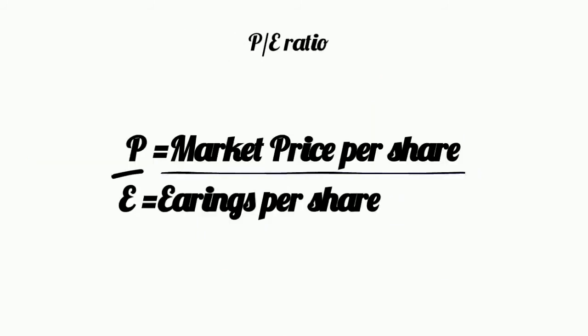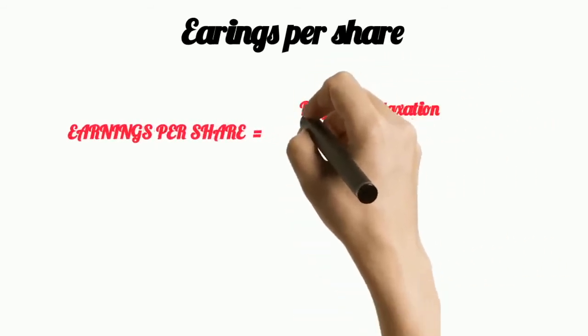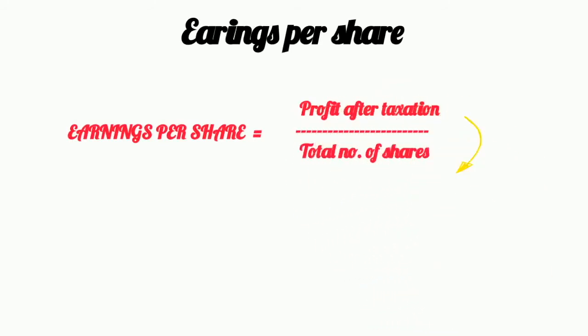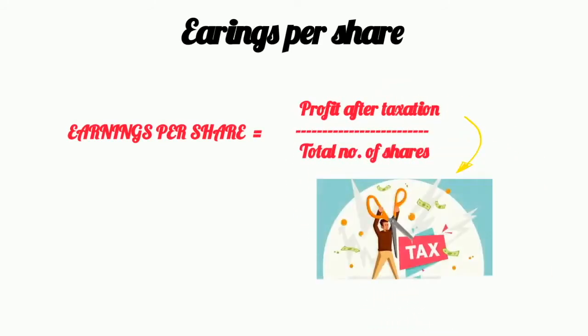Then how to calculate earnings per share? It is a simple formula. Earnings per share is profit after taxation divided by total number of shares. So what is the profit after taxation? It is the profit made by the company after paying its taxes.